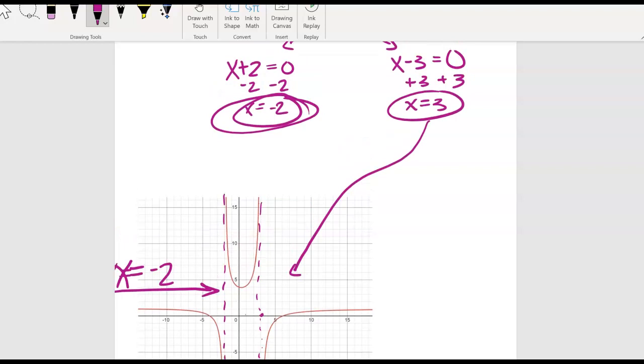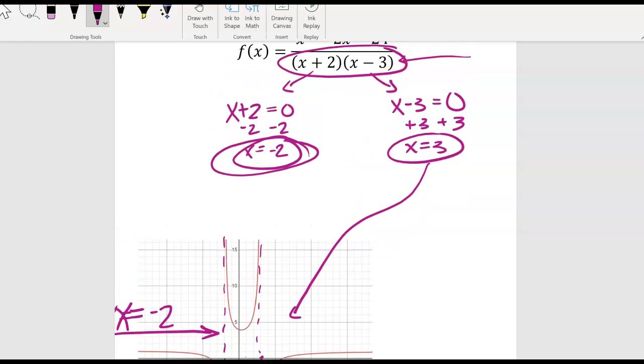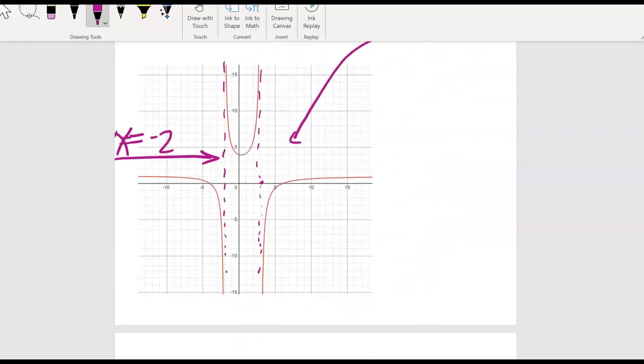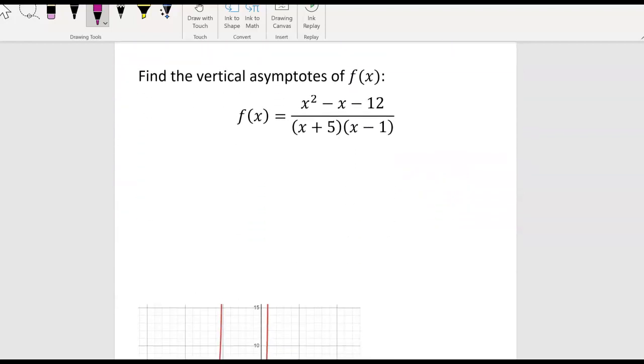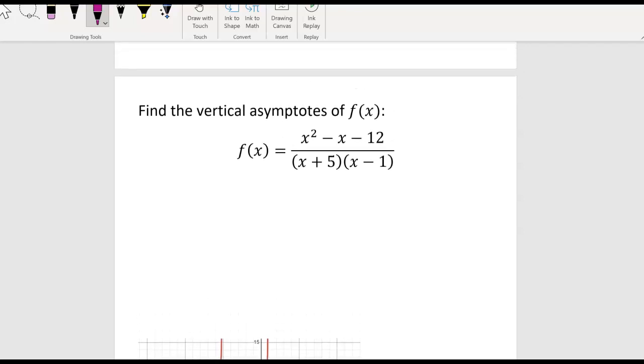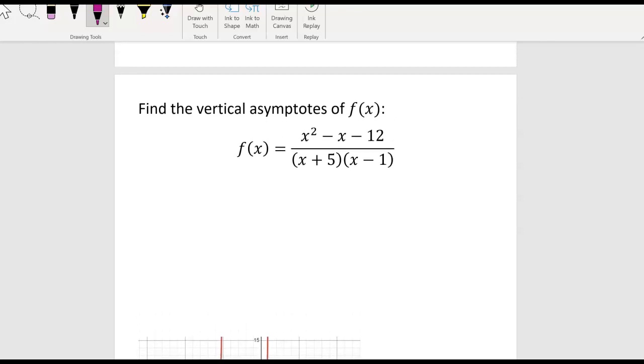Okay, now if you're thinking, gosh, this seems really familiar to me, this is very similar to what we did in a recent video, finding the x-intercepts, except to find the x-intercepts, you solve the top. To find the vertical asymptotes, you solve the bottom. So very similar process. Okay, I'm going to walk you through 2 more examples. If you feel ready, hit pause and see if you can find the answers. I'll hide the graph so we don't see. See if you can find the answers, find the equations for the vertical asymptotes.